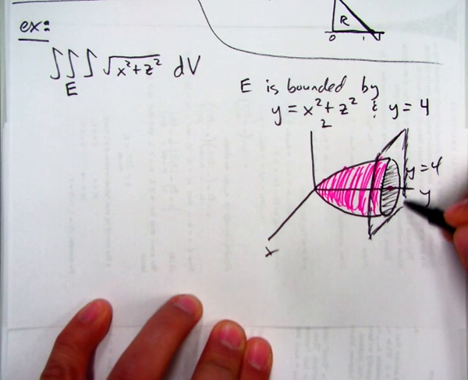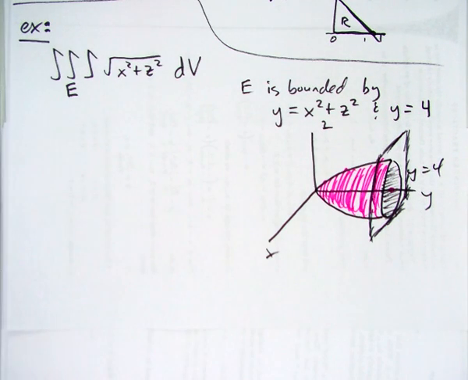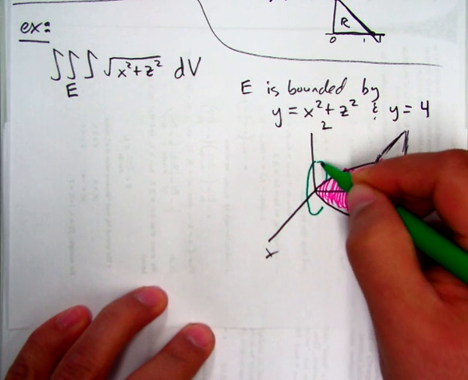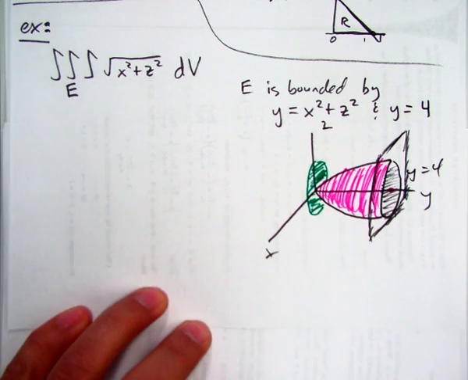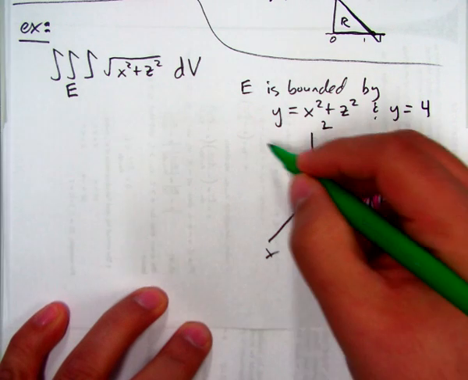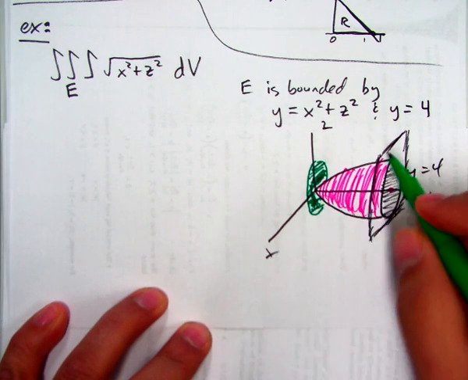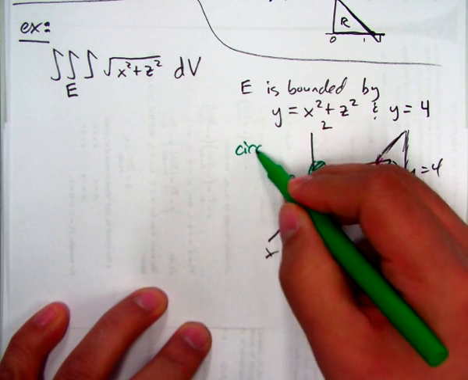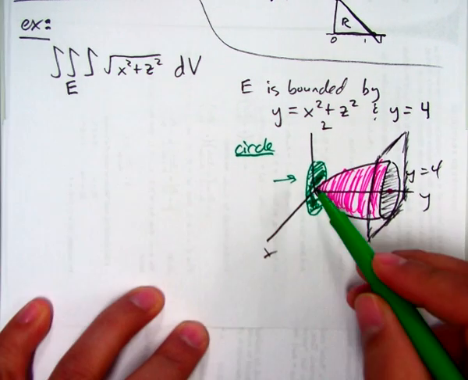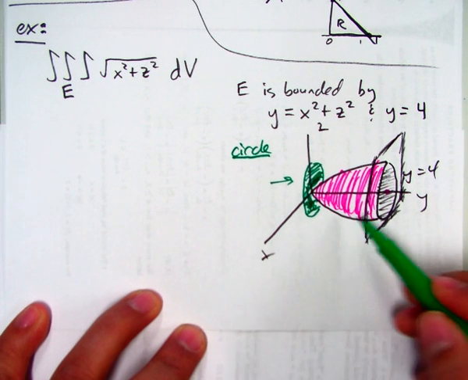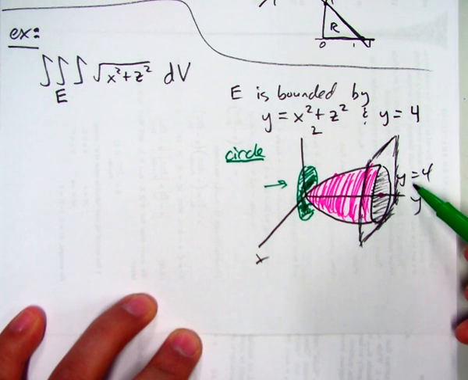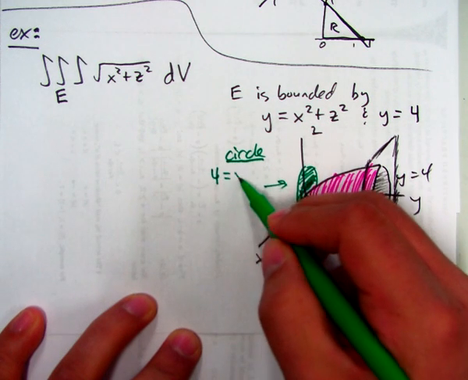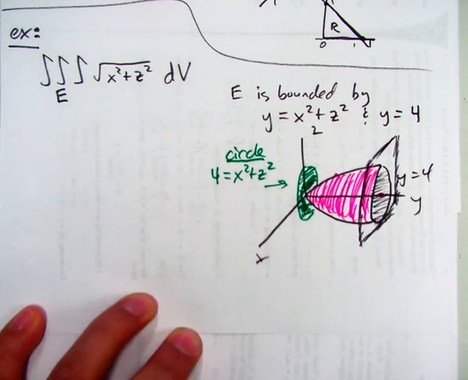Okay. So now, back here is your region R. What shape is this? It's a circle. If you're not sure what circle this is, we have the equation right up here, because y equals 4 is going to be set equal to x squared plus z squared.